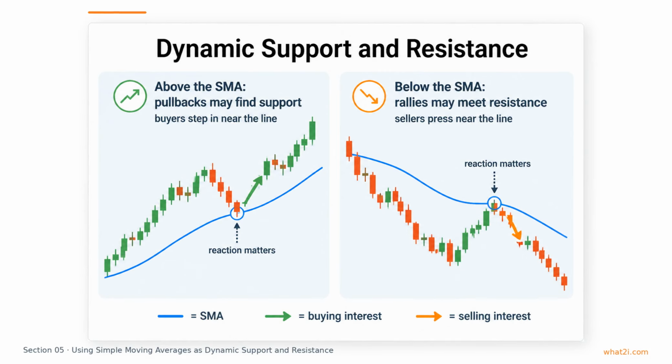What matters most with an SMA is not the line by itself, but how price reacts around it. When price is above the SMA, a pullback into the line may attract buyers and act like dynamic support. When price is below the SMA, a rally up into the line may meet sellers and act like dynamic resistance. In both cases, the line is only useful because traders are watching whether buying or selling pressure appears there. That means contact alone is not enough. You want to see evidence of response, such as a bounce, a stall, or a rejection. The SMA gives you the area to watch, but price behavior tells you whether it matters.